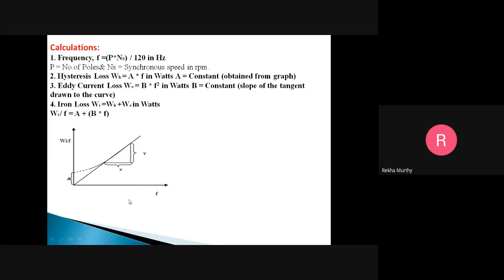So this is how we can conduct the experiment to separate the eddy current loss and the hysteresis loss of a single phase transformer.